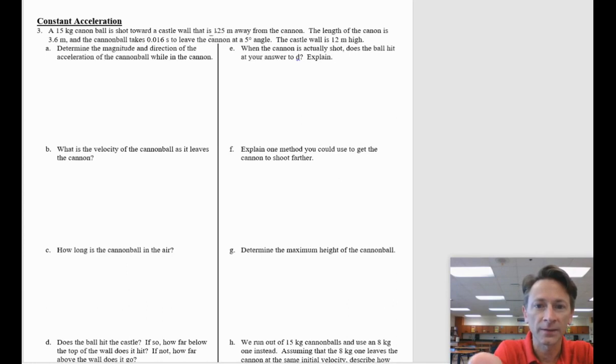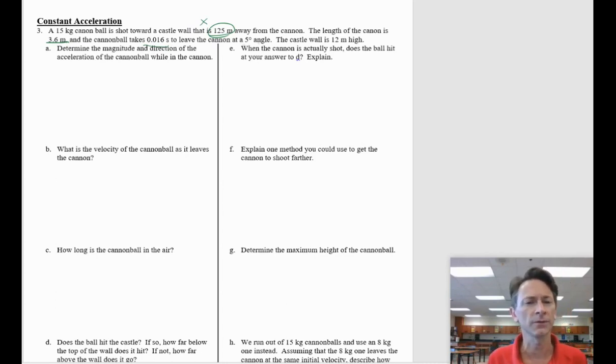So I know that the distance is 125 meters. The length of the cannon is 3.6 meters, and the cannonball takes 0.016 seconds to leave the cannon at a 5-degree angle. So when I read that, my initial thought is I really have two different problems going on here. I have the cannonball being launched in the cannon where its initial velocity is 0 till it gets to the end of the cannon. But then I also have the 2D problem from once the cannonball leaves the cannon until the time that it hits the wall.